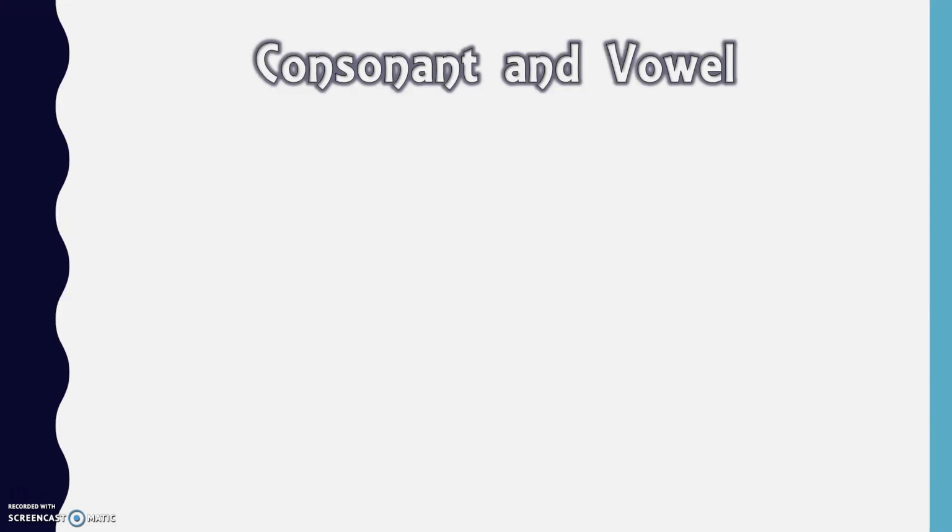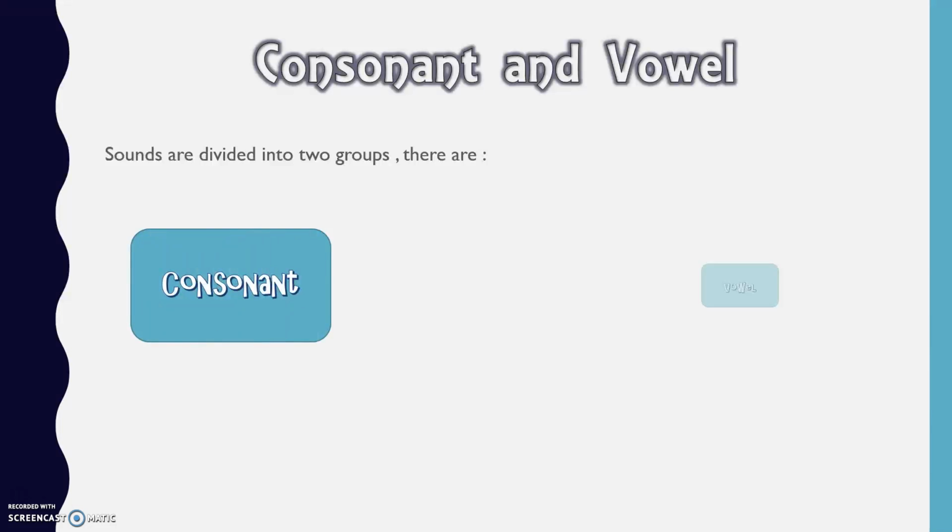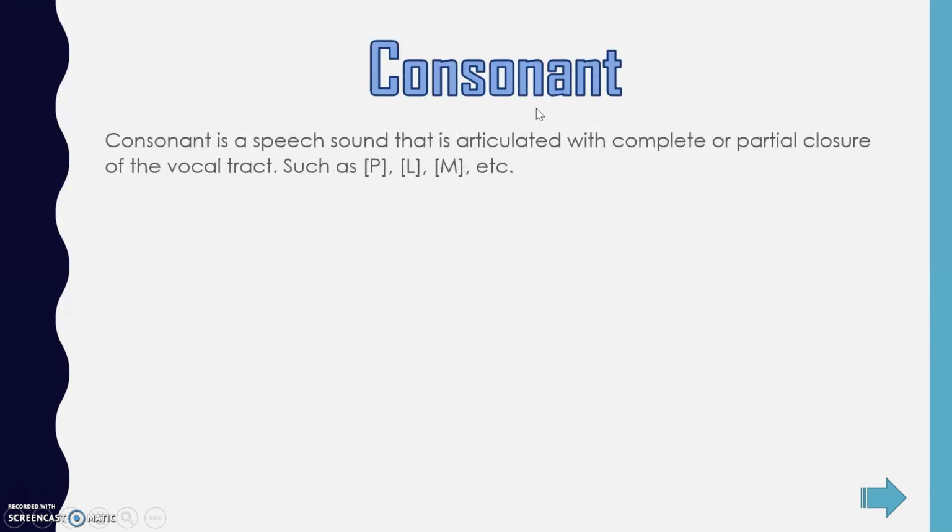The next topic is consonants and vowels. Sounds are divided into two groups: consonant and vowel. Okay, let's start with the consonant first. A consonant is a speech sound that is articulated with complete or partial closure of the vocal tract. For example, the letters P, L, and M.